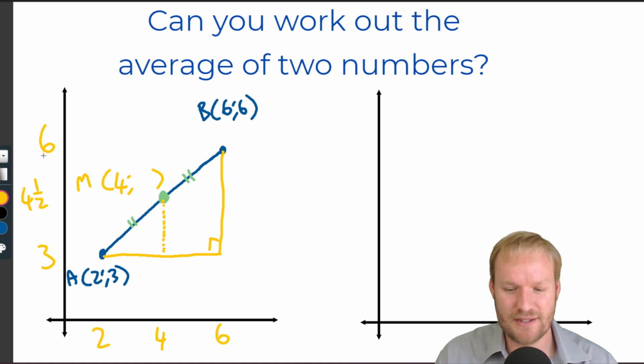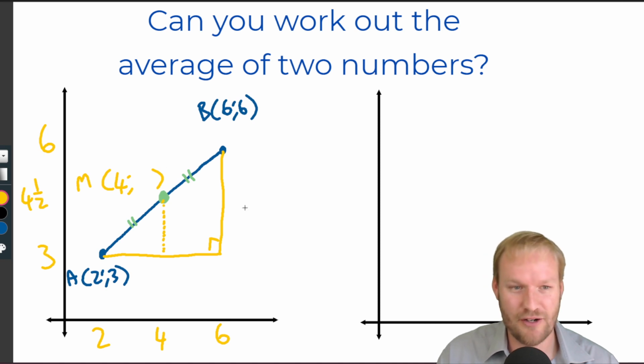Could go 3 plus 6 is 9, 9 divided by 2 is 9 over 2, or 4.5. Or 3 plus 1.5, or another 1.5 there. Okay, that was very wordy and unnecessary just to see what our midpoint is.